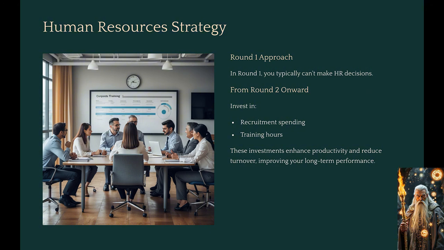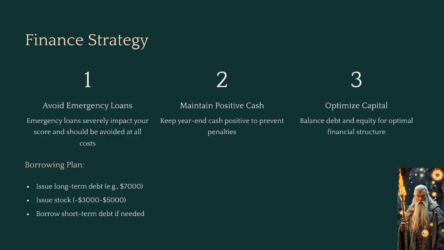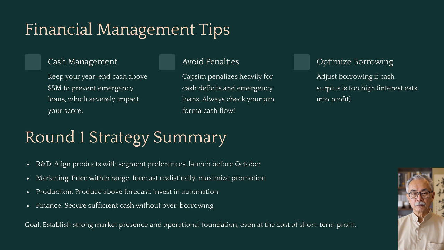Section 6. Finance, funding strategy and avoiding emergency loans. Your key objectives in finance: 1. Avoid emergency loans at all costs. 2. Maintain positive year-end cash. 3. Optimize capital structure, debt versus equity. Borrowing plan: issue long-term debt, e.g., $7,000, issue stock, $3,000, $5,000, borrow short-term debt if needed. Keep your year-end cash above $5 million to prevent emergency loans, which severely impact your score.